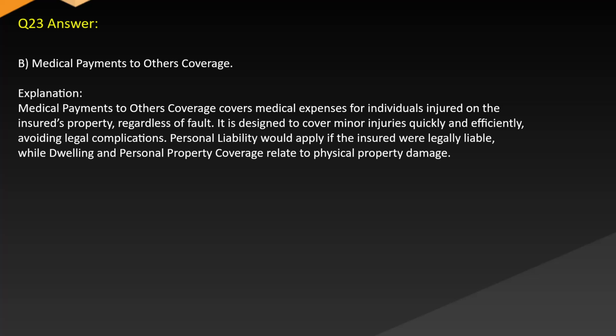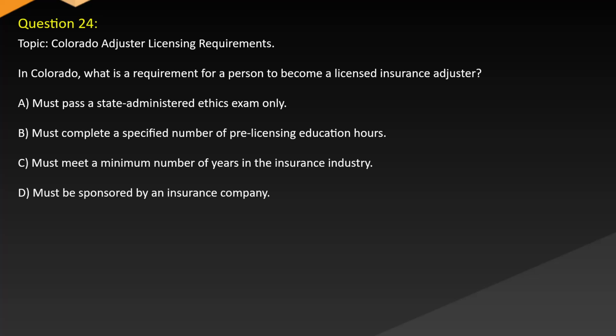Answer: B. Medical payments to others coverage. Explanation: medical payments to others coverage covers medical expenses for individuals injured on the insured's property regardless of fault. It is designed to cover minor injuries quickly and efficiently, avoiding legal complications. Personal liability would apply if the insured were legally liable, while dwelling and personal property coverage relate to physical property damage. Question 24. Topic: Colorado adjuster licensing requirements.